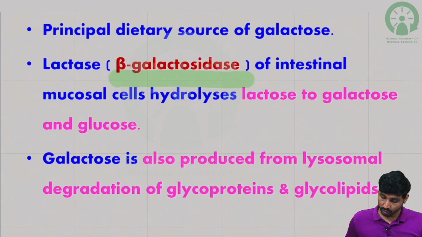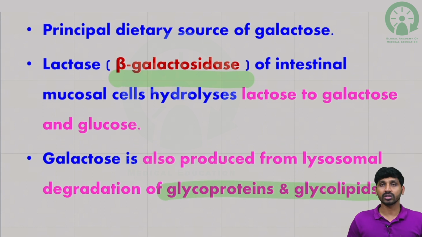Galactose is also produced by lysosomal degradation of glycoproteins and glycolipids. Sometimes it is free galactose, otherwise modified galactose, like galactosamine or sulfated galactosamine. So if you break the glycoproteins, in that condition also galactose will be formed.